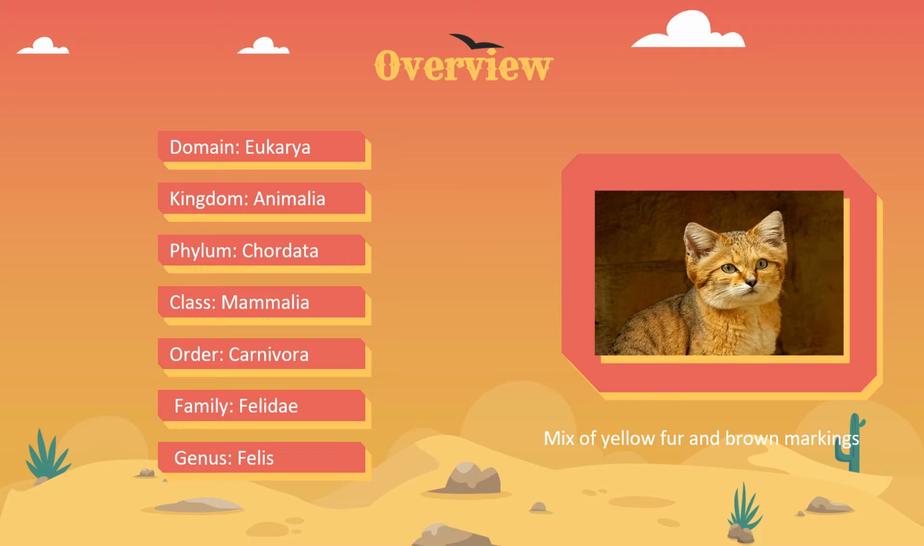Okay, so as we know, each and every organism is categorized. Us humans are classified as mammals, and just in case you're wondering, I've already stated the binomial scientific name, which is Felis Margarita, and the classifications that the sand cat falls under are the genus being Felis, family being Felidae, the order being Carnivora, class being Mammalia, phylum being Chordata, kingdom being Animalia, and the domain being Eukarya.